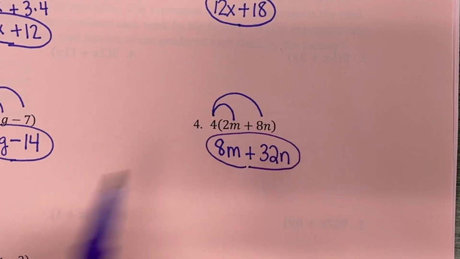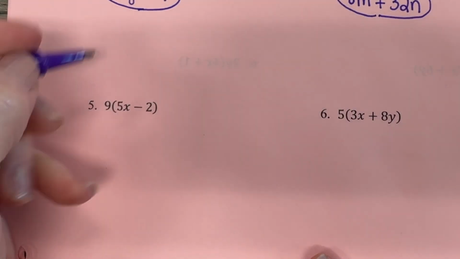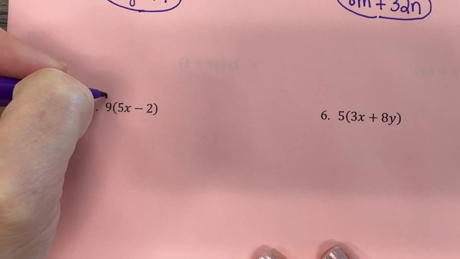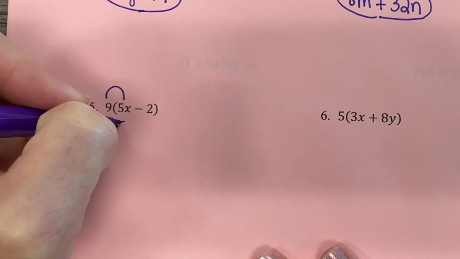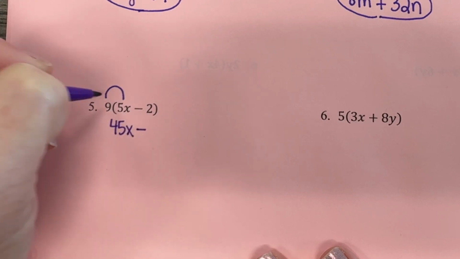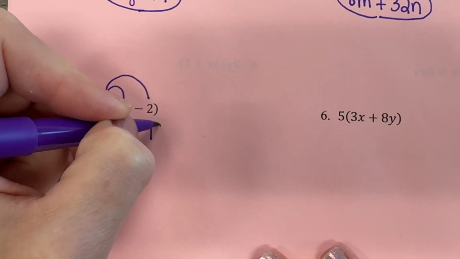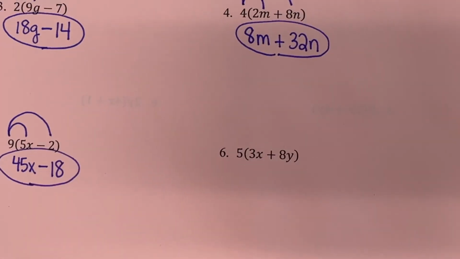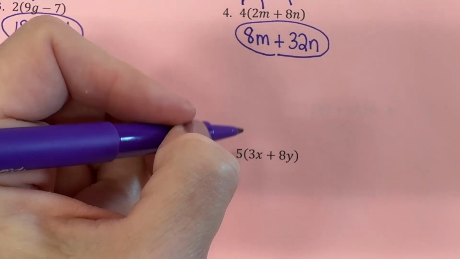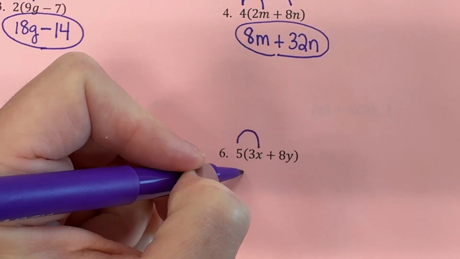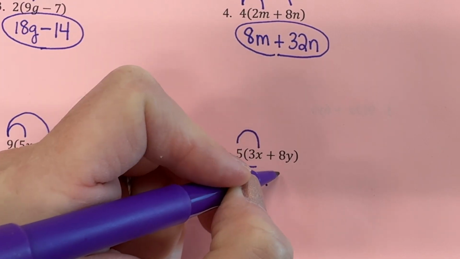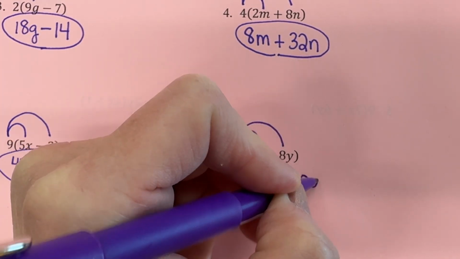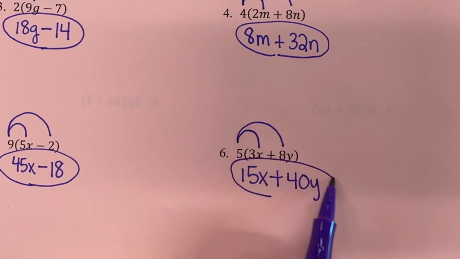Two to go on this page. Number 5, 9 times the quantity of 5x minus 2. So 9 times 5x, 45x, minus 9 times 2, 18. And last but not least, 5 times the quantity of 3x plus 8y. That's going to give us 15x plus 5 times 8y, 40y. Okay, I think you get the idea of how to distribute.